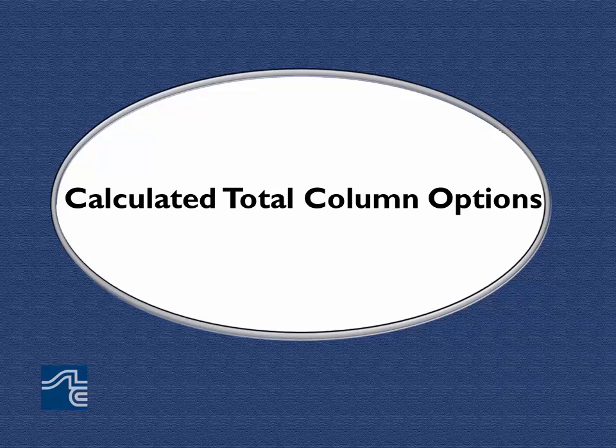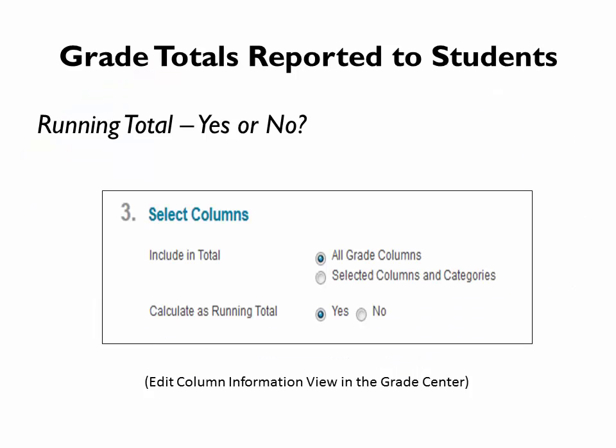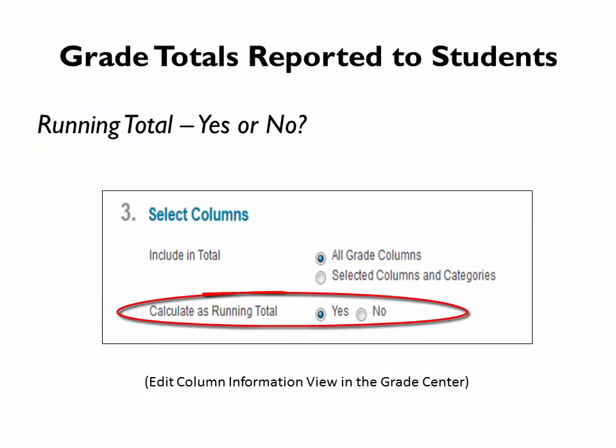Topic 4. Options for calculated totals columns. Several options exist for generating or defining calculated total columns. For this demonstration, we will focus on options for the default total column. One option to consider is whether to calculate the column as a running total or not.